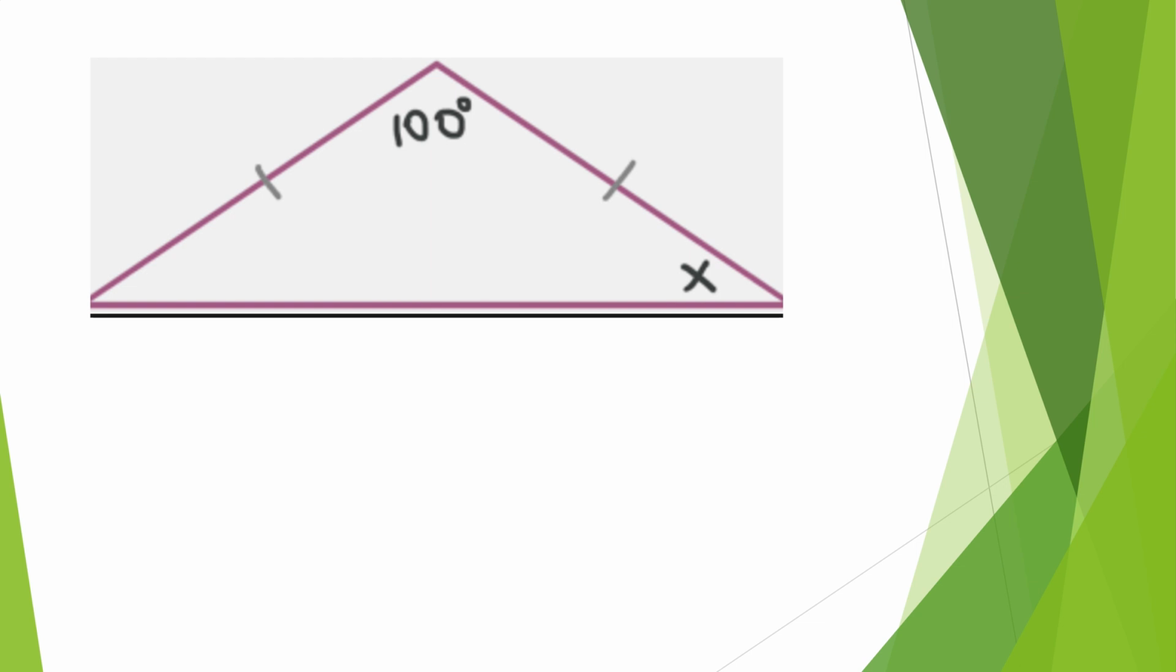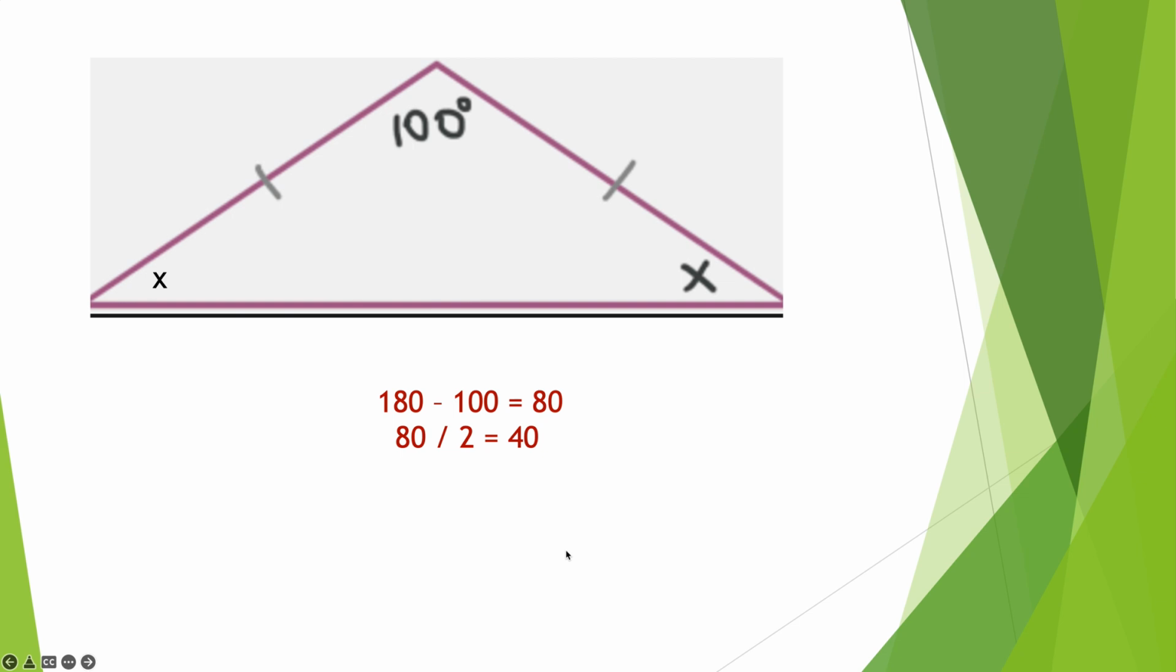Now, I know you can write out a fancy formula here that x plus x plus 100 is equal to 180, subtracting 100 from both sides and so on. But I find most students can just do this arithmetically. First off, the base angles are equal, so this is x. So if I subtract the 100 from 180, I get 80, and the two base angles are equal, so 80 divided by 2 is 40.